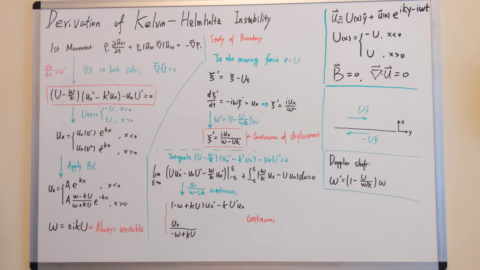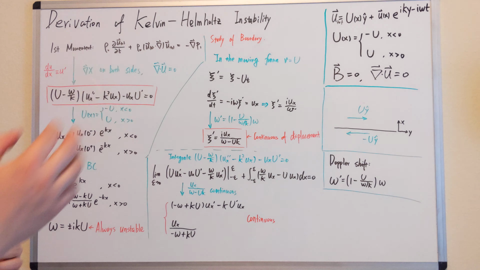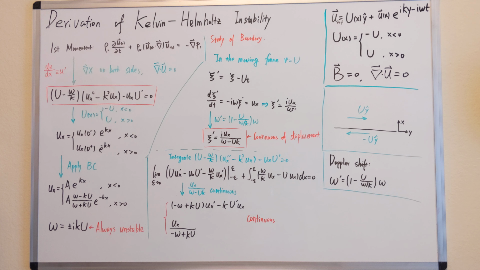And just by physical instinct, you would think that if the plasma is magnetized, then the magnetic field could take part of the energy once it starts oscillating. Then the magnetic field could be stabilizing for the Kelvin-Helmholtz instability.